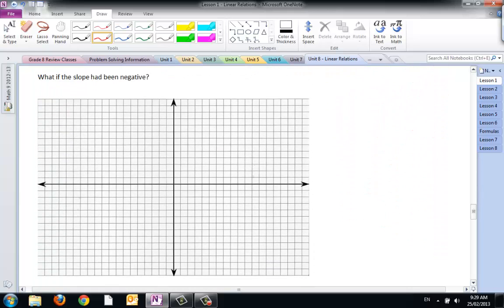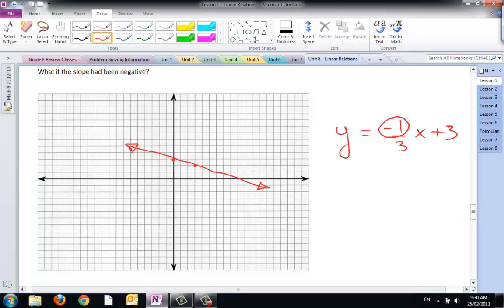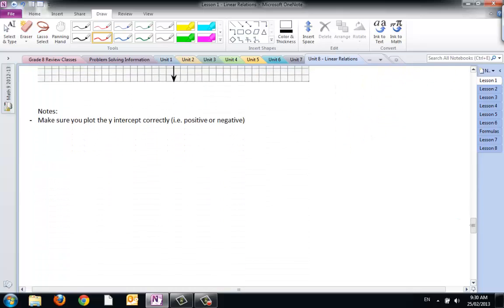So let's say that we had the same formula, y equals negative 1/3 x plus 3, and I was going to plot that. I would go up to 3, that's the y-intercept, and in this case I would go down 1 and over 3. And I go down 1 because it's a negative value there, and that gives me a line running in this direction, and just as I mentioned, you can see that it's the opposite of a positive slope.